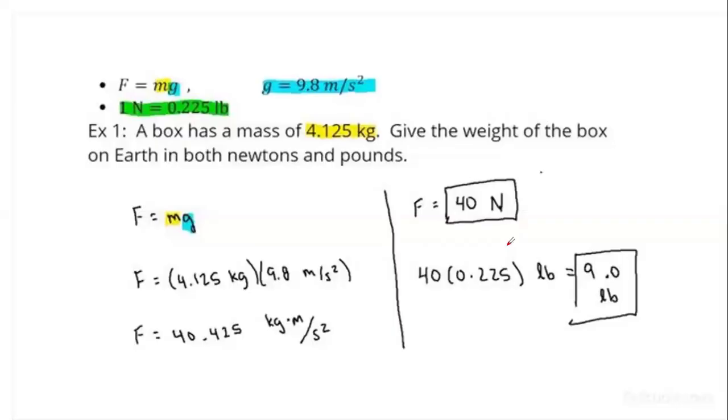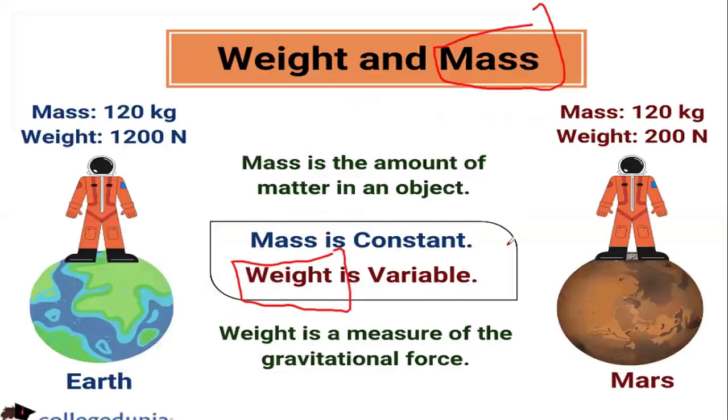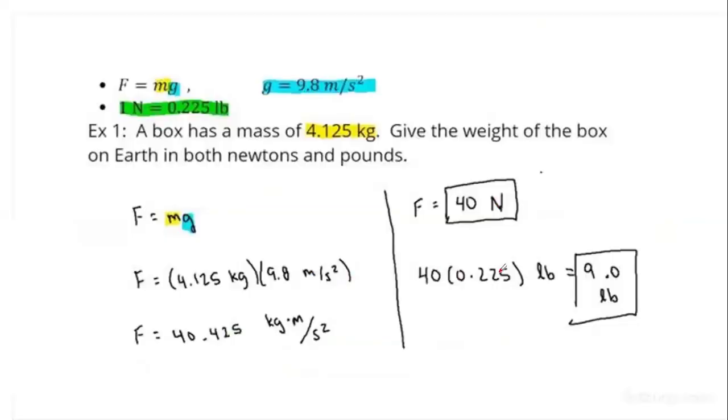And then here I was trying to give an example. How do you find the units for weight? We know that weight is just equal to the mass multiplied by the gravitational force, and you know that the gravitational force is just 10, or 9 point something. So here, for example, a box has a mass of 4.125 kg, and then they ask you to find the weight of this box.